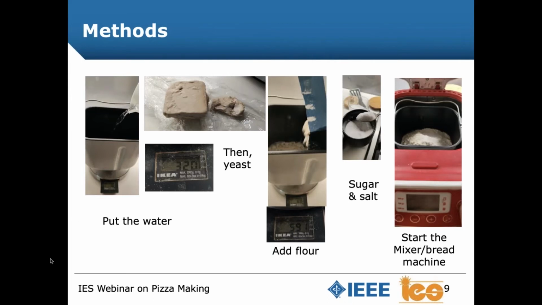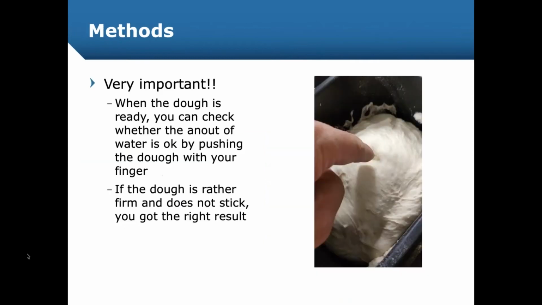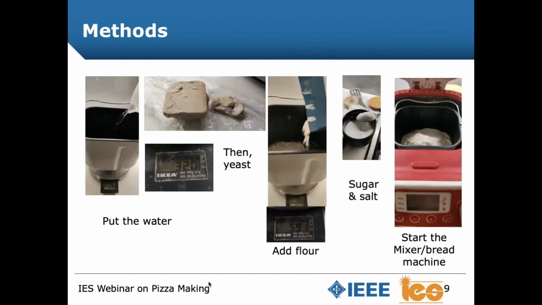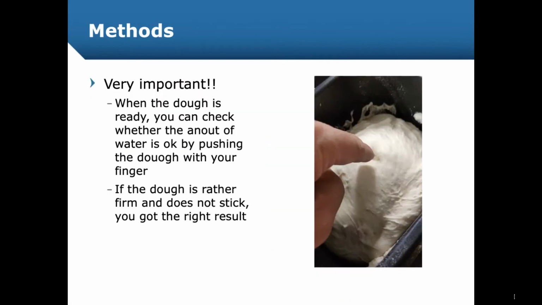Then first you put the water, 320 grams. Then yeast inside the water. Then you add the flour and sugar and salt. And then you start the mixer of the bread machine.